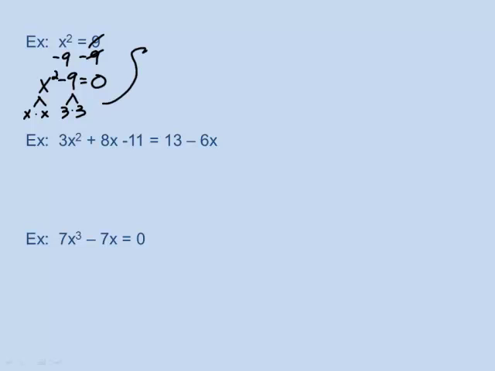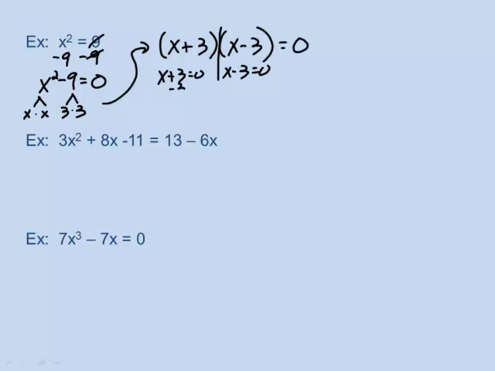So we can factor this out to give us x plus 3 times x minus 3, and that of course is equal to 0. So set each of those factors equal to 0. x plus 3 equals 0, x minus 3 equals 0. Solve each, and we find one solution is x equals negative 3. And if we add 3 over here, a second solution is x equals positive 3.